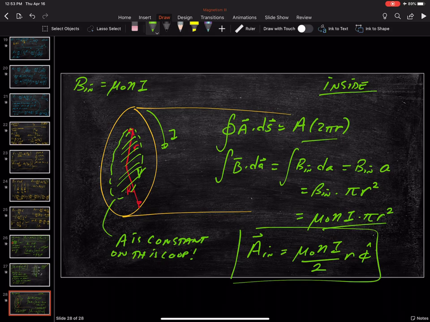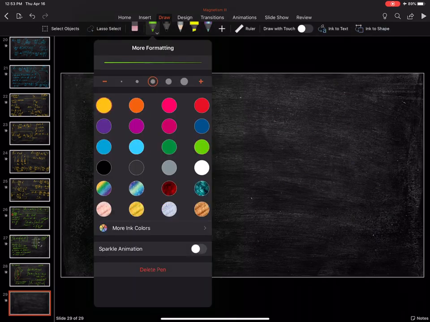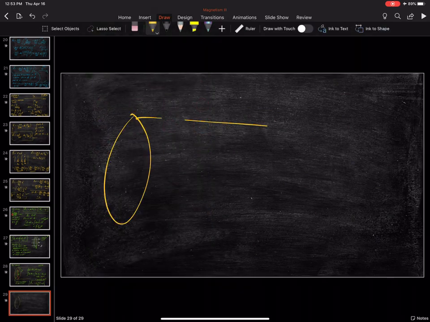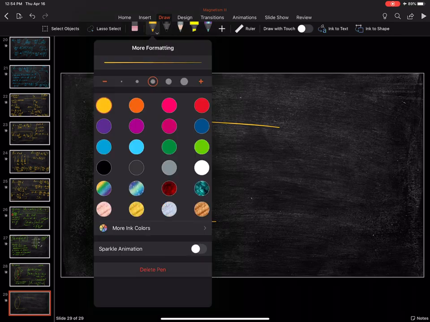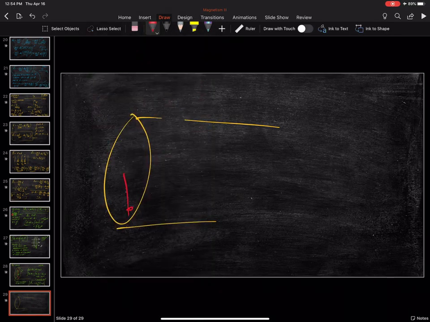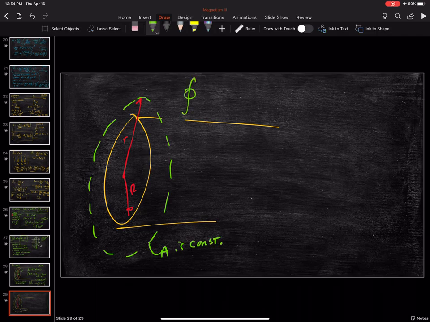Now I just have to do outside. All right, so let me redraw it. Okay, so again, here's my solenoid. Now I want to come outside out here. So again, this is radius r, but I come out here to radius big R, and I draw my same loop. All right? And so I do the same thing. Again, A's got to be constant. And so that tells me that integral A dot ds should just be the same A times 2 pi r.